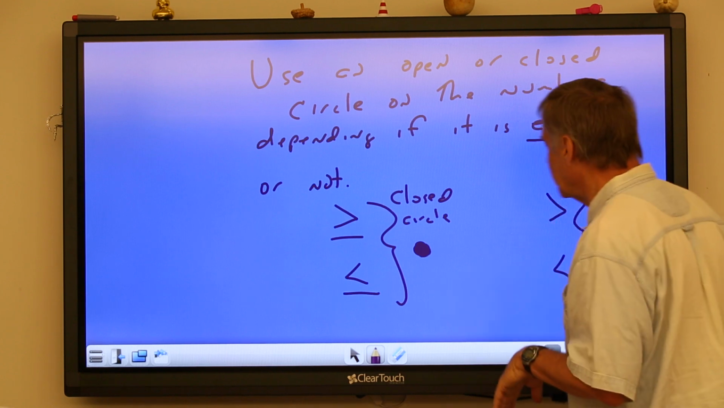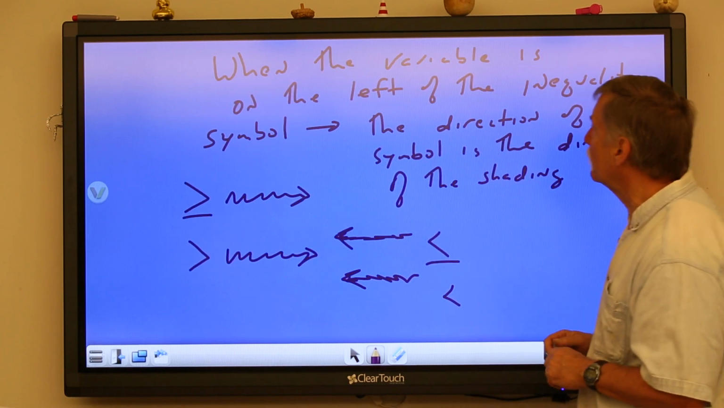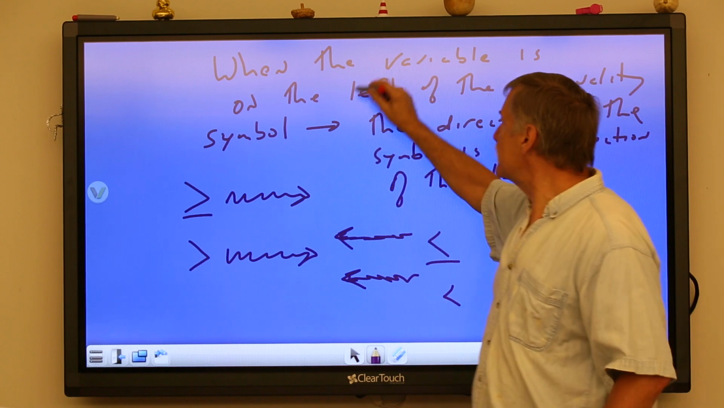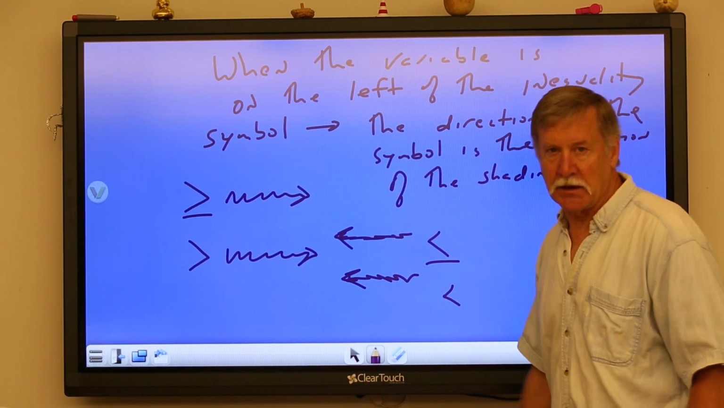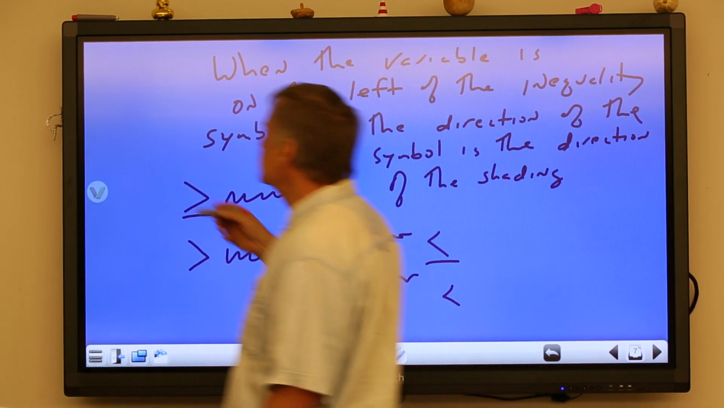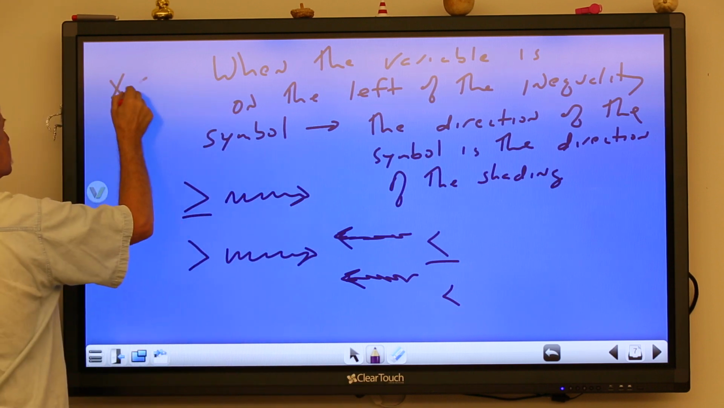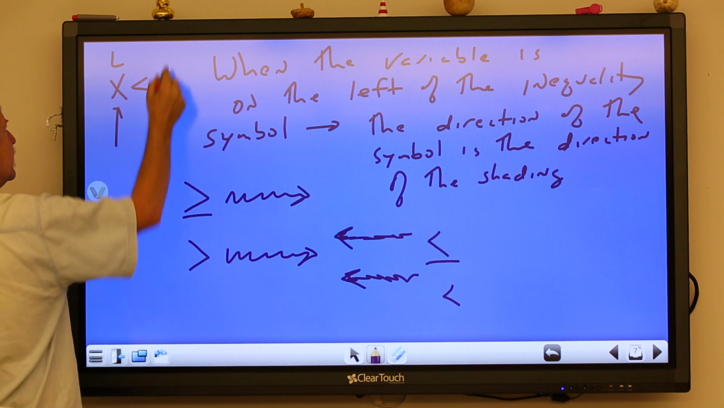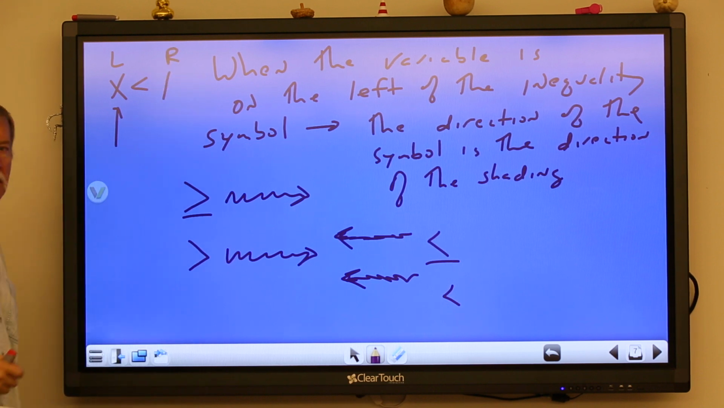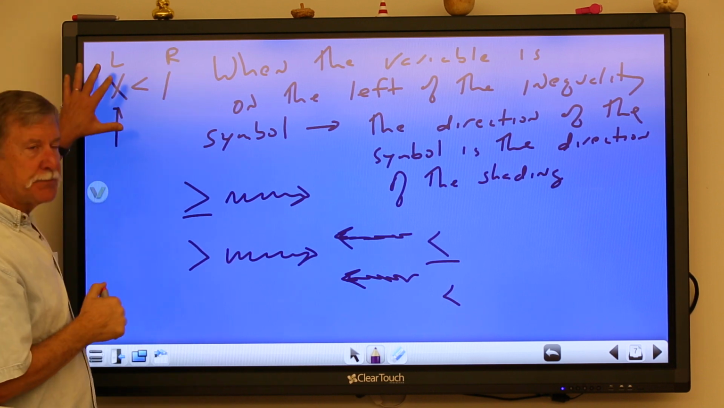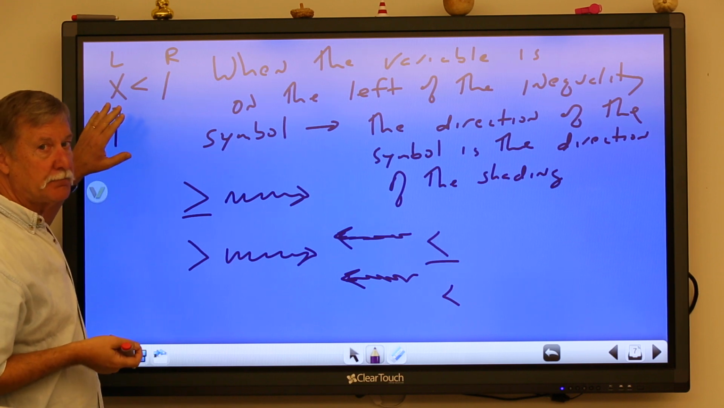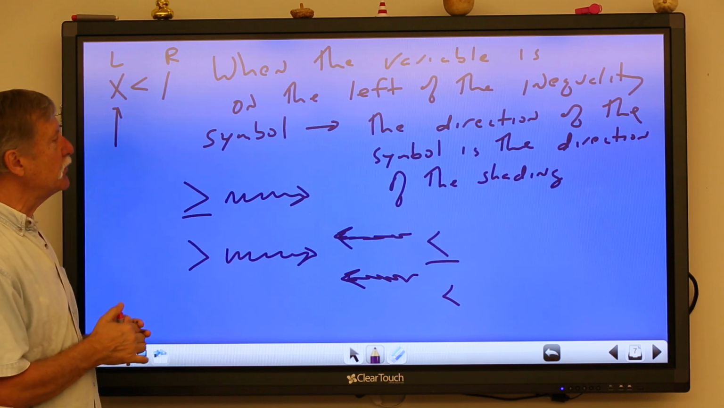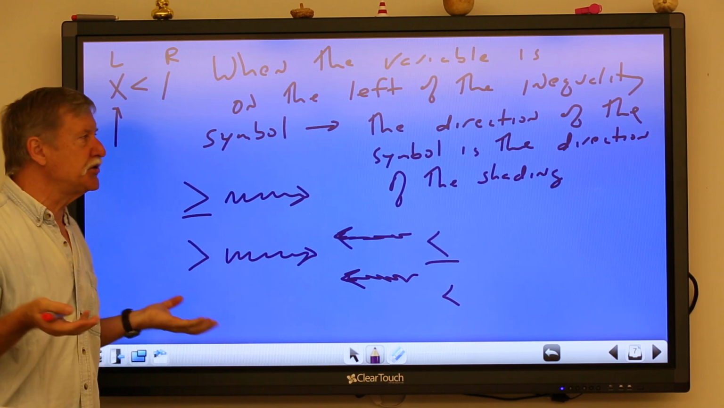And it turns out there's a nice little pattern for that as well. Because when the variable is on the left side of the inequality, something like x is less than 1, here the variable we say is on the left side and the number is on the right side. And this is the way you're typically going to see these inequalities, which is good because that gives us a way to know which direction to shade.